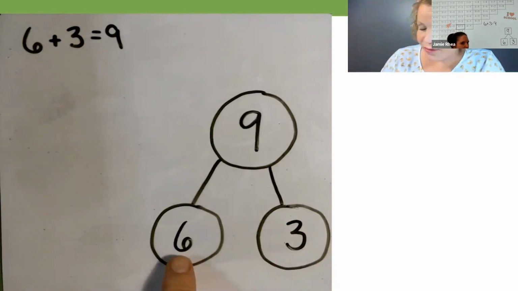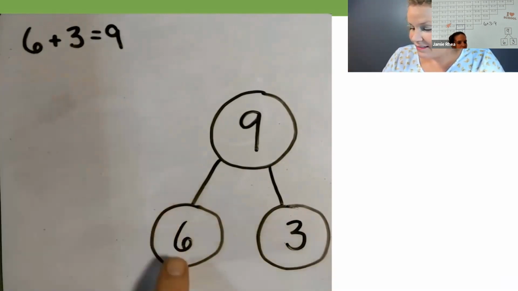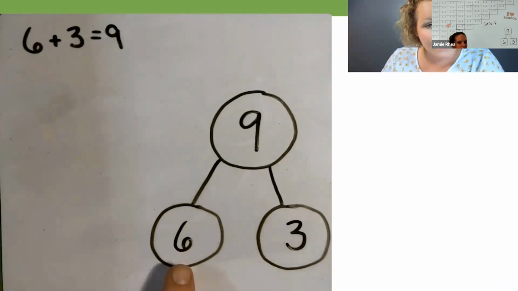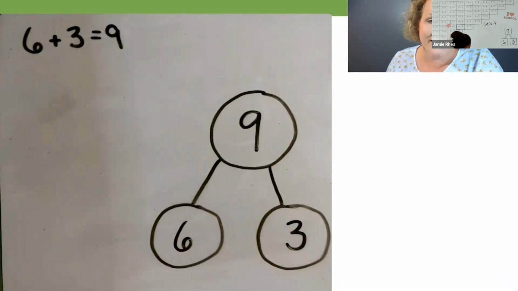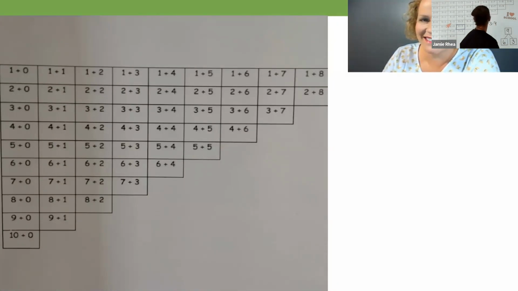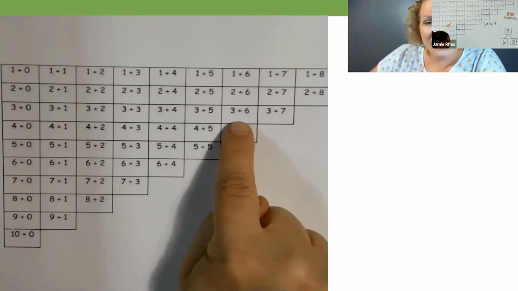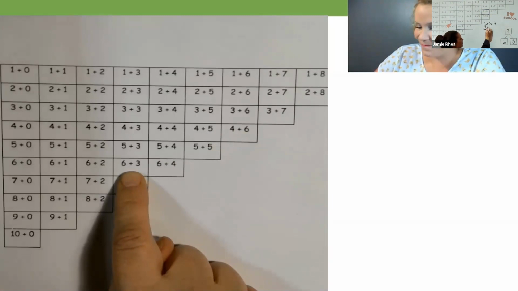Does it matter if I write the 3 here or the 6 here? No. It doesn't really matter. I usually write down the first addend that I see in the number sentence, but it doesn't have to be like that. If you had 3 and 6, it would be the same number bond. Can you find another expression from the addition chart that has 6 and 3 as parts? When you find it, put your finger on it. Here it is. 3 + 6 has the same 2 parts as 6 + 3.